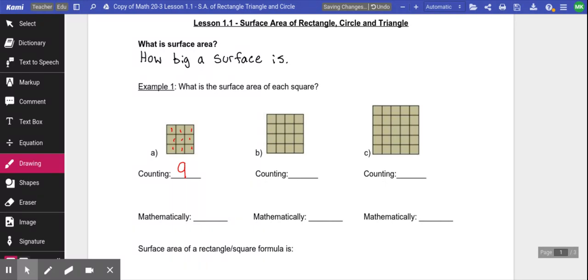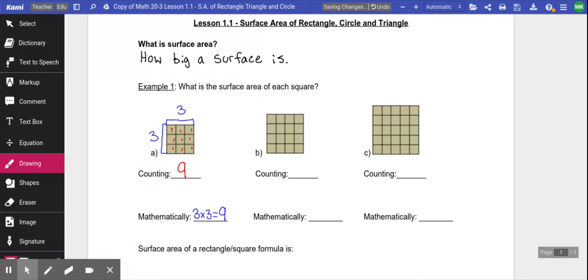Mathematically, if they didn't give you all those little individual squares, we do something called length times width, right? So you do one side times the other side. If you're looking at this square, one side length from here to here is 3 long. Yeah, so one side is 3, and then the next side right beside it is also 3. So mathematically, the way we would calculate it is 3 times 3, which if you put in your calculator, equals 9. It should always be the same, right?